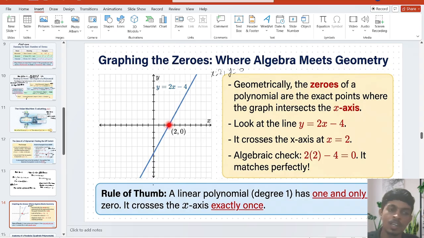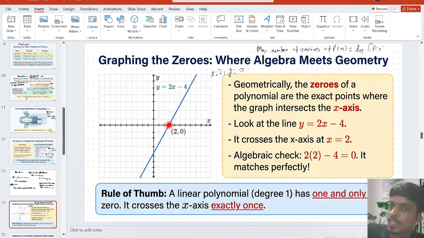It means that, as I told you previously, the maximum number of zeros of P(x) is equal to the degree of P(x). In a linear polynomial, the degree is equal to 1. So the graph of a linear polynomial cuts the axis at a single point, exactly once. Okay, so this is written here.